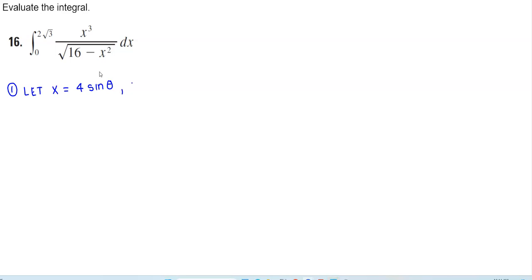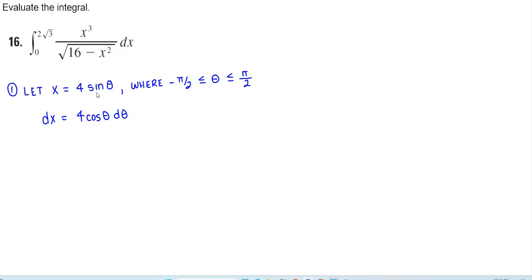Okay, now we need to figure out where theta has that restriction. So that means theta is going to be in between pi over 2 and negative pi over 2. Therefore, dx is going to equal the derivative of 4 sine of theta, which is going to be 4 times the cosine theta d theta.